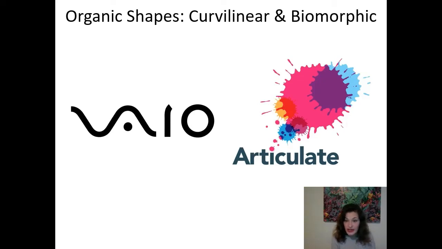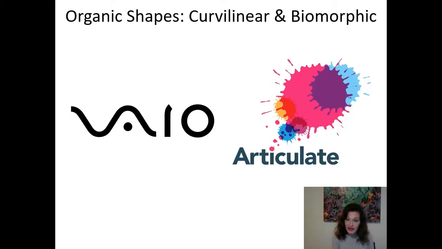Organic shapes are pretty much any shape that's not geometric. They tend to be found more in nature, which is why we call them organic shapes. There are two different types of organic shapes. One is curvilinear and the other biomorphic. Curvilinear shapes are made of S-curves, or we could think of the word arabesques, you know, very lovely, very smooth transitioning curves. Whereas biomorphic shapes are more blobby.